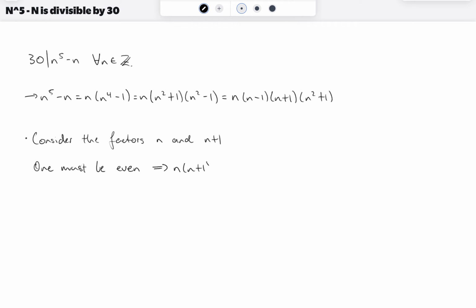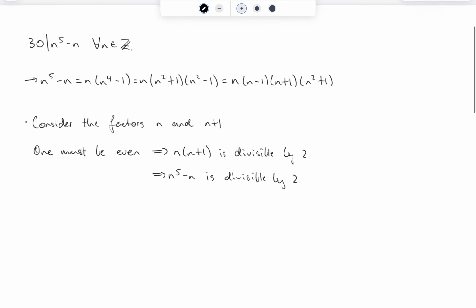So n times n plus 1 is divisible by 2. And because this pair of factors is part of these factors here, we say that the whole expression of n to the 5 minus n is also divisible by 2. Okay. So that's showing divisibility by 2, right?